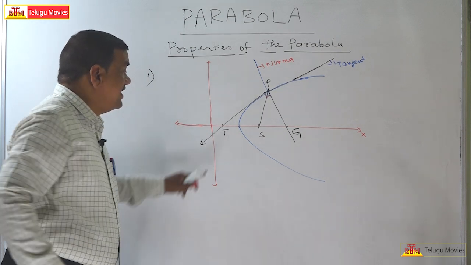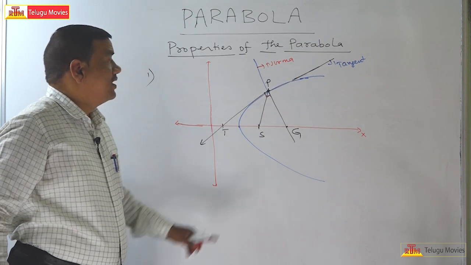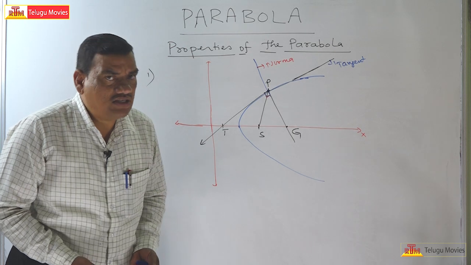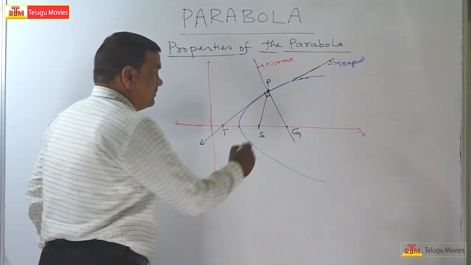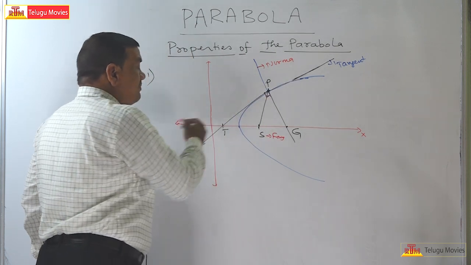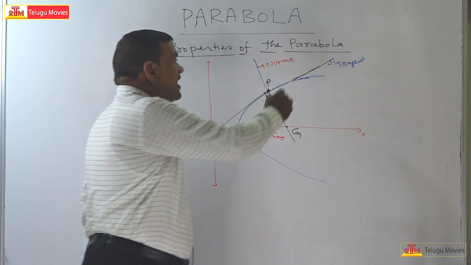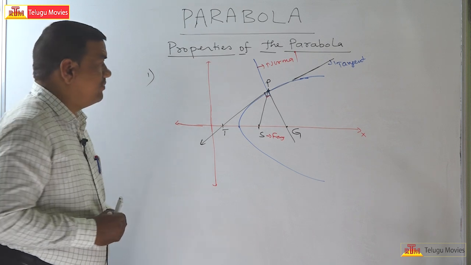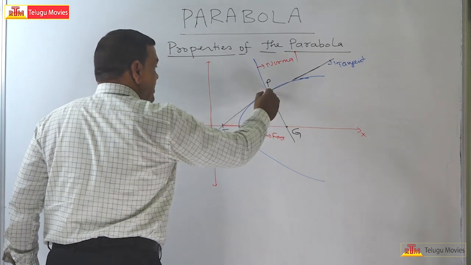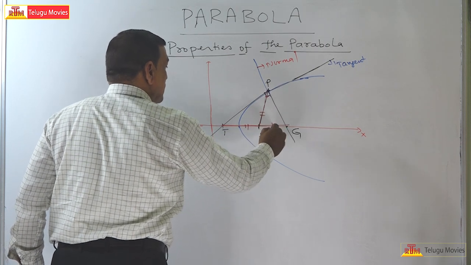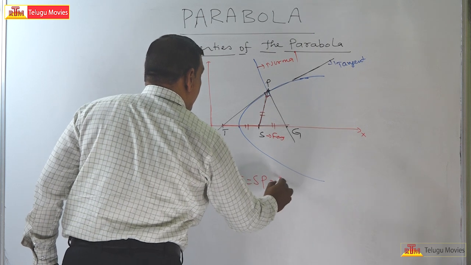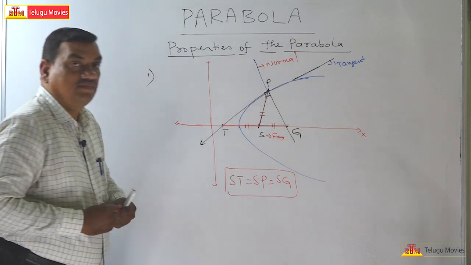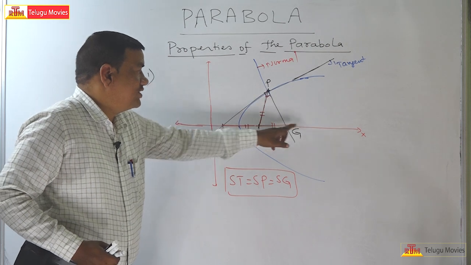Let the tangent meet the axis of the parabola at T. Let the normal meet the axis of the parabola at G. Let S be the focus. That means the tangent meets the axis at T, the normal meets the axis at G, and S is the focus. Then we have a very important property: ST is equal to SP is equal to SG.